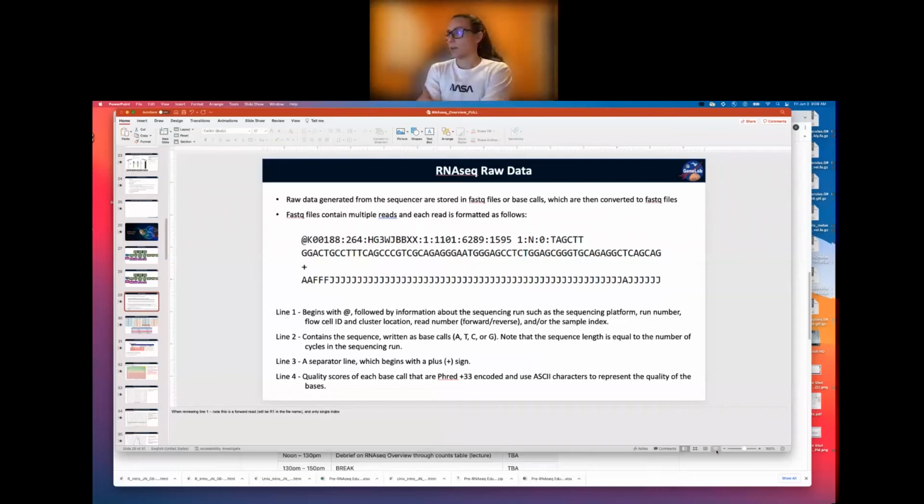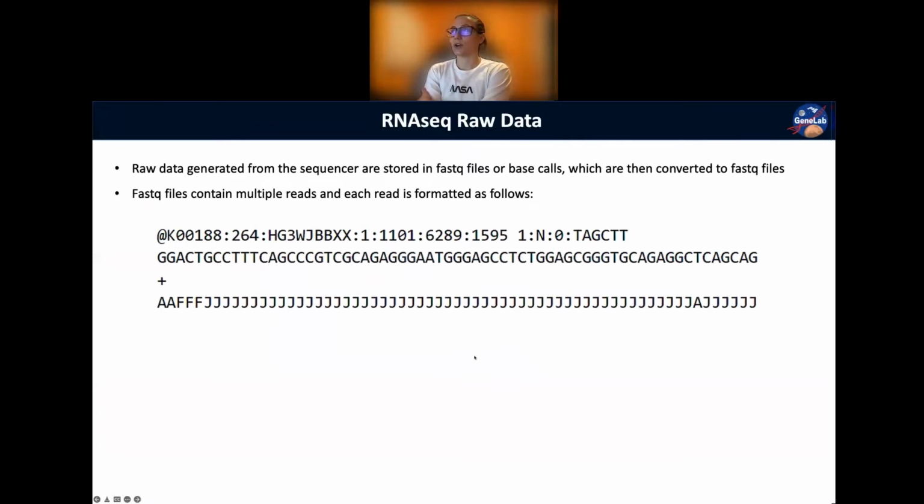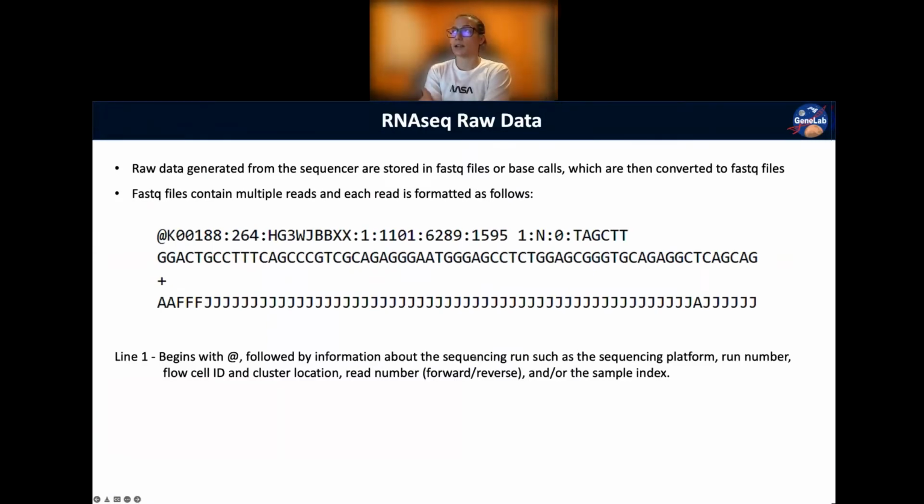So I guess we'll go ahead and pick up where we left off yesterday. Yesterday I went over what raw RNA-seq data is. If you recall, after you sequence your libraries, you then have FASTQ files which contain reads, and each read is a set of 4 lines. These 4 lines we went over yesterday.